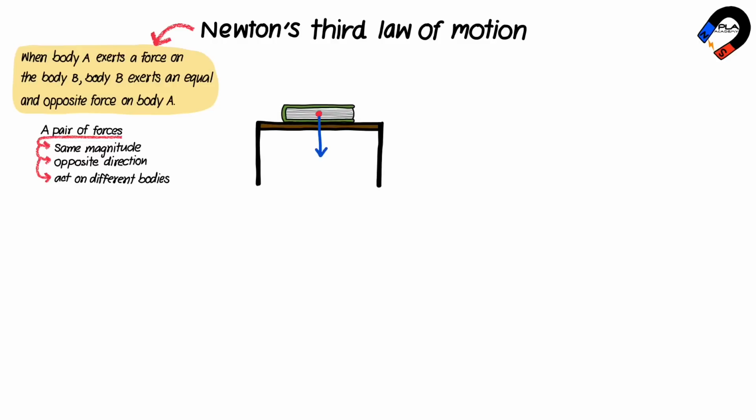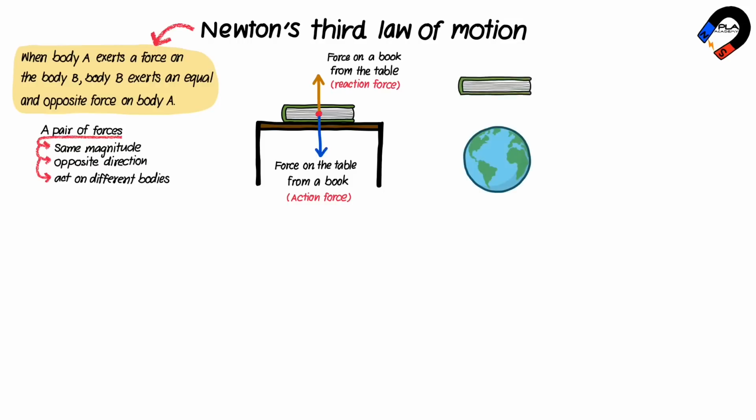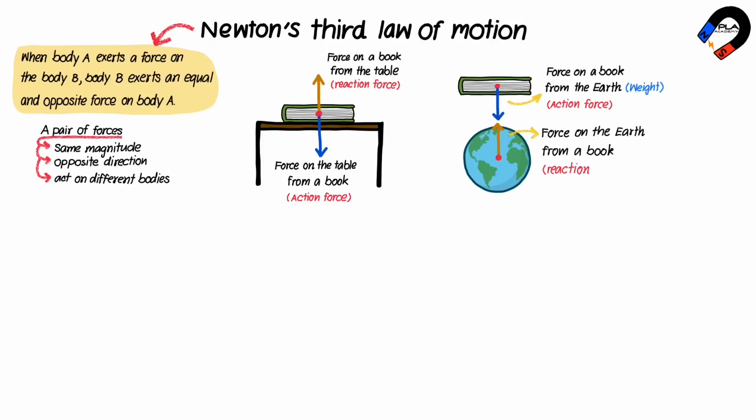For example, a book lying on a table exerts a downward force on the table. This is the action force. The table also exerts an equal and opposite force on the book in the upward direction. This is the reaction force. The earth exerts a downward force on the book. This is the action force. The book also exerts an equal and opposite force on the earth in the upward direction. This is the reaction force.